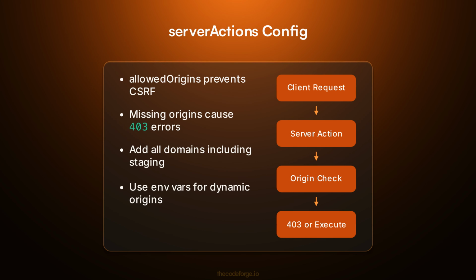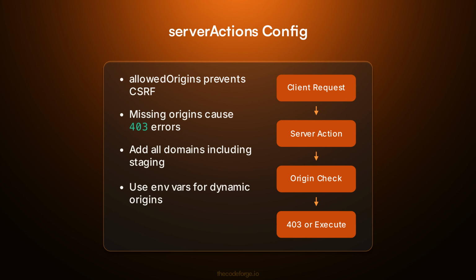Server Actions in Next.js 16 include an origin check. If your app is accessed from multiple domains, you must list all allowed origins in serverActions.allowedOrigins. Missing origins cause 403 forbidden errors. Use environment variables to dynamically build the allowed origins list. Note the filter(Boolean) to remove undefined values. Also, bodySizeLimit can be increased for file uploads.